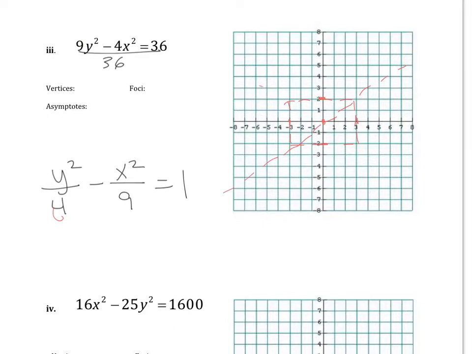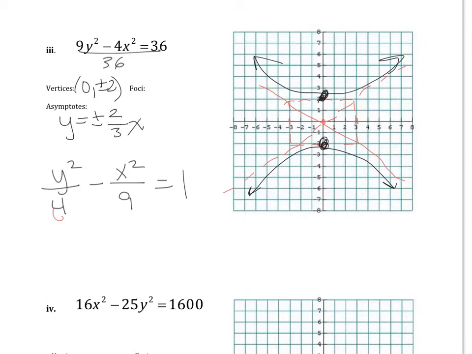So we'll draw that rectangle, and our asymptotes. And it's a positive y squared, so our transverse axis is the vertical axis. Our vertices are at (0, plus or minus 2). And we could just draw our hyperbola. Our asymptotes, looks like we rise 2 and run 3, so we've got asymptotes at plus or minus 2/3 x. Again, we're still centered at the origin, so we do not need a y-intercept.